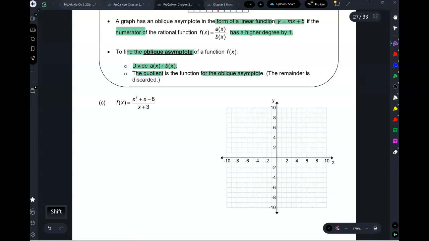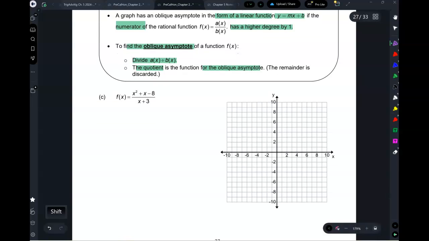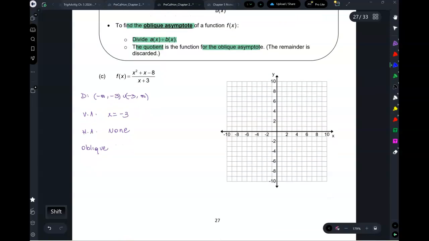This one doesn't factor. So let's find the domain. Negative infinity to negative 3, negative 3 to infinity. Vertical asymptote, x equals negative 3. What about horizontal asymptote? None. Now, for the oblique, here's what you've got to do. You have to do either synthetic or long division. In this case, we can do synthetic, so let's do synthetic.